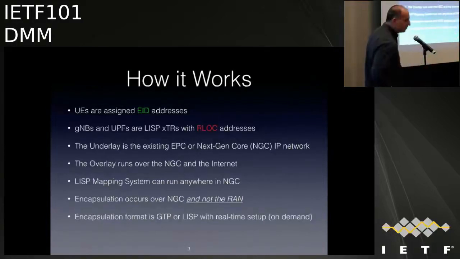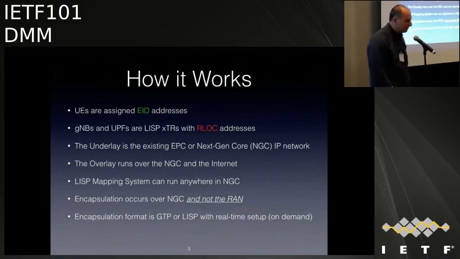So let me explain how it works. We assign UEs EID addresses. The UEs do not run Lisp. The gNodeBs and the UPFs are Lisp XTRs with RLOC addresses. For those of you who don't know Lisp, a Lisp XTR is a box that encapsulates or decapsulates packets. So when an encapsulator encapsulates packets, what's in the outer header are the RLOCs, so the underlay can route the packet to the decapsulator. The underlay is the existing EPC in 4G or the NGC in 5G. To me, these are just new terms, but it's the same IP network that we're sending packets over.